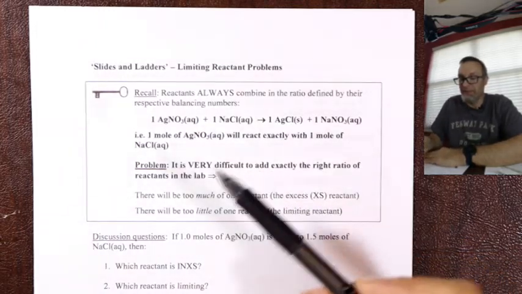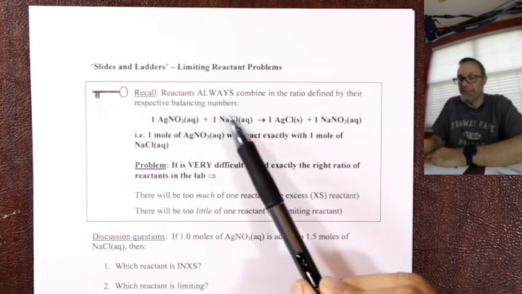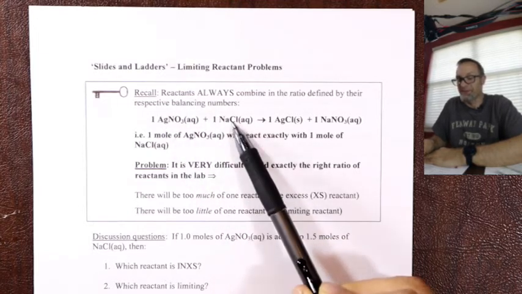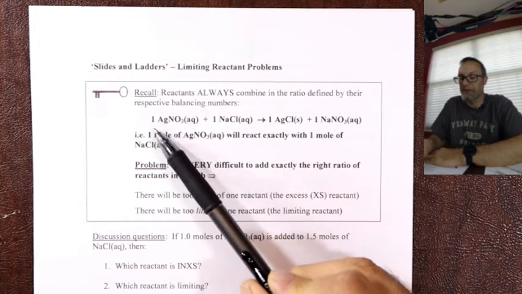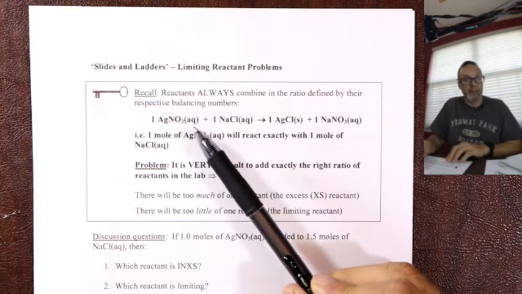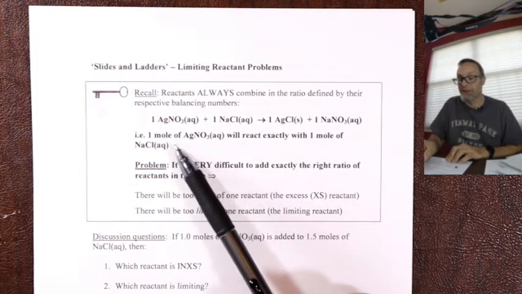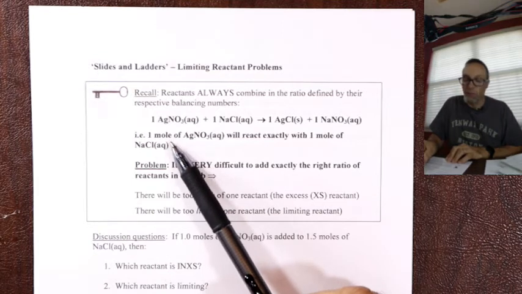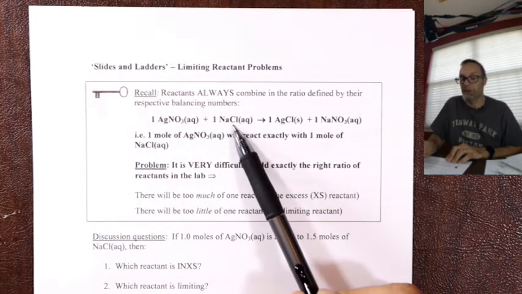Now, this one, instead of ham and bread, think of it like maybe cheese on toast. This is the cheese and this is the toast. So silver nitrate and sodium chloride react in a 1-to-1 ratio. Just like the sandwiches, 1 reacts with 1, 1 reacts with 2, is a ratio. So in a test tube, 1 mole of silver nitrate will react exactly with 1 mole of sodium chloride.